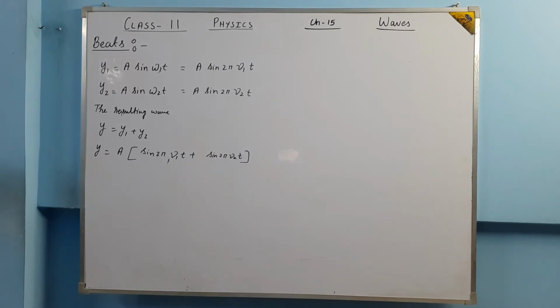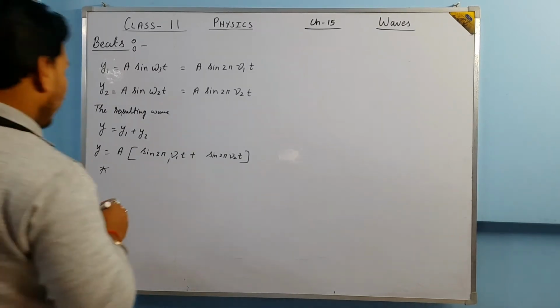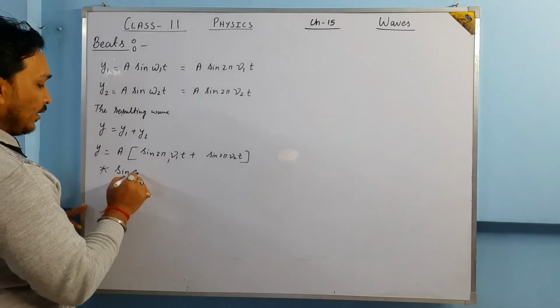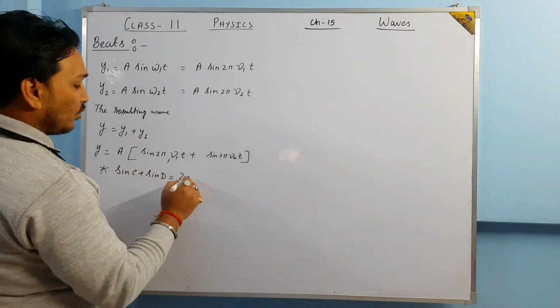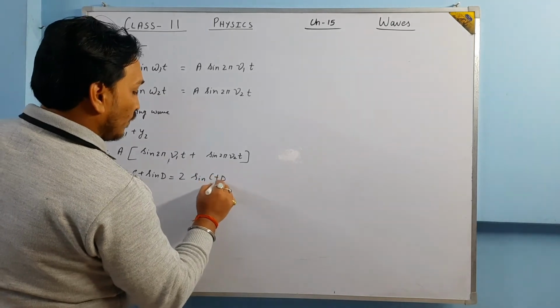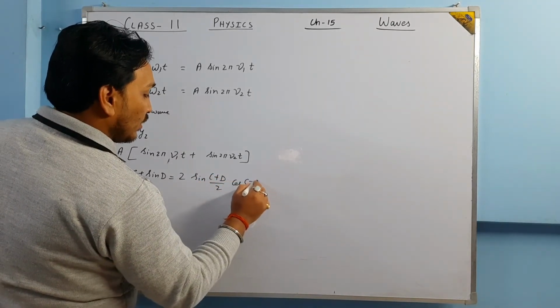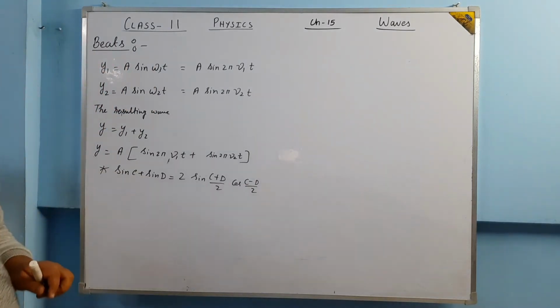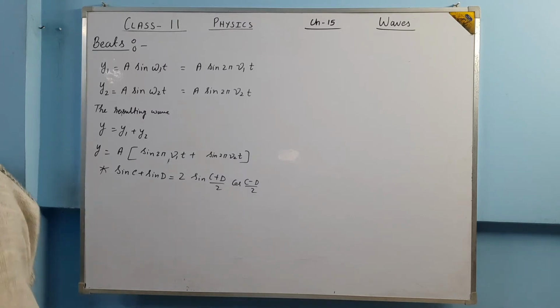Now I'm going to apply the formula for sine c plus sine d. I hope you remember the formula. In mathematics, we must have studied it. Sine c plus sine d is going to be 2 sine of (c plus d) by 2 times cos of (c minus d) by 2. Okay, this is the formula. Let me confirm. Yes. So I'm going to apply this formula over here.